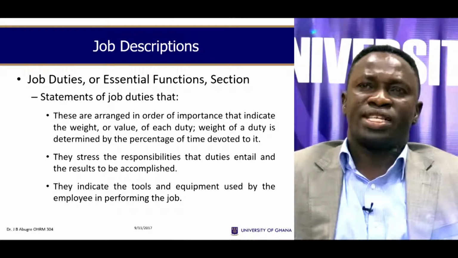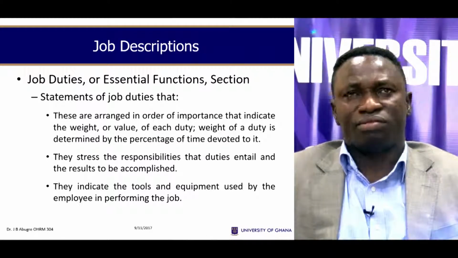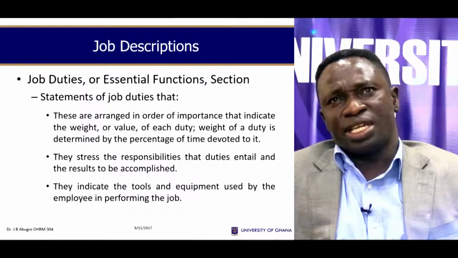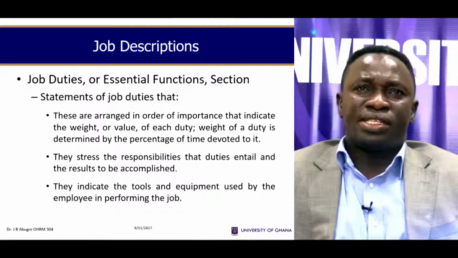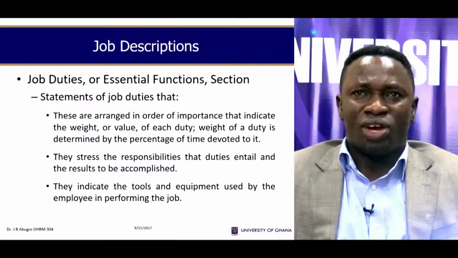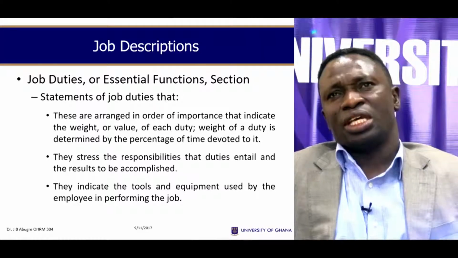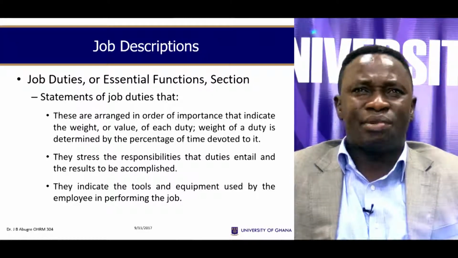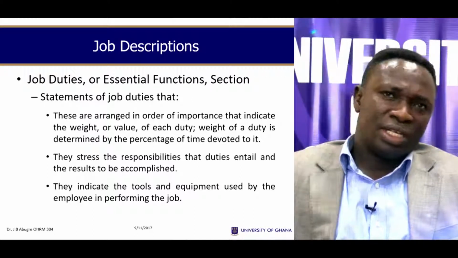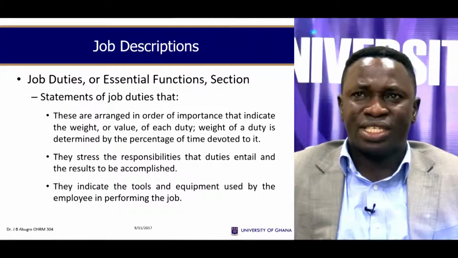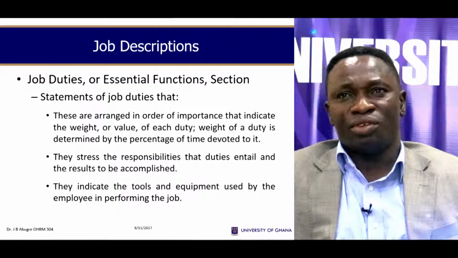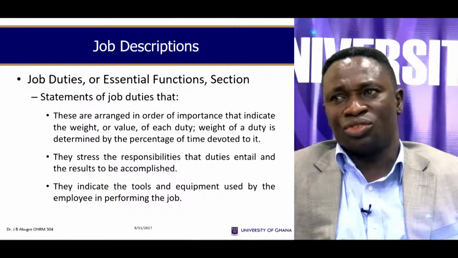Then job duties or essential functions, that is the sections of the job. This entails the statements of the job duties, which are arranged in order of importance to indicate the weight or value of each duty. The weight of a duty is determined by the percentage of time devoted to that particular duty. They stress the responsibilities that duties entail and the results to be accomplished. They indicate the tools and equipment used by the employee in performing the job.